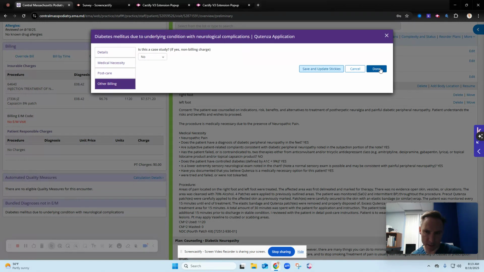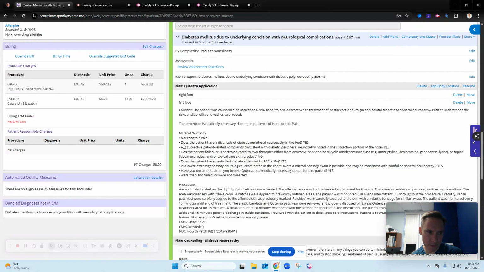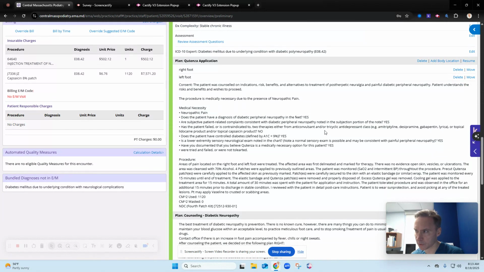This isn't a case study. So this is how we do the billing for Qutenza. And then we usually don't get this full amount. Whatever we get usually covers the price of the actual product. And all we get revenue on is usually just this procedure code for application. So this is kind of what we do for Qutenza.